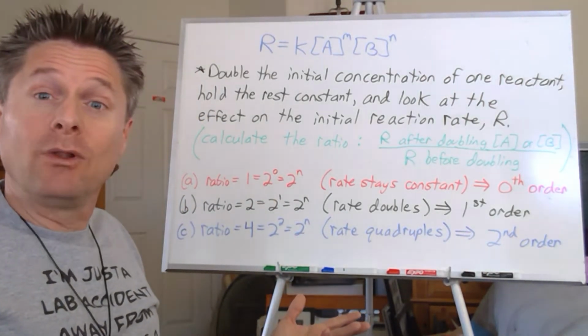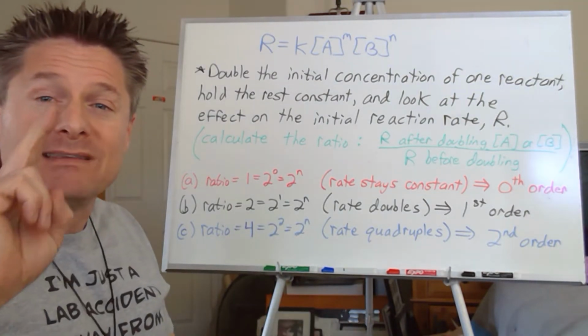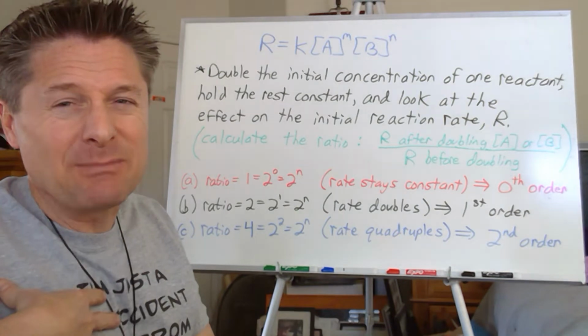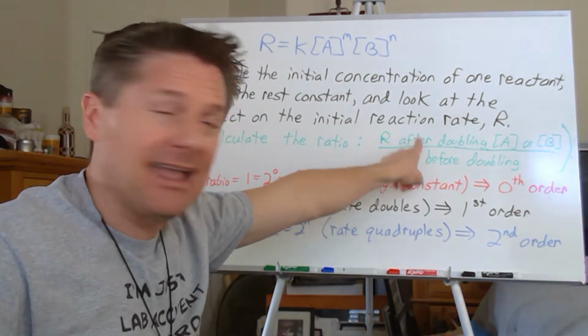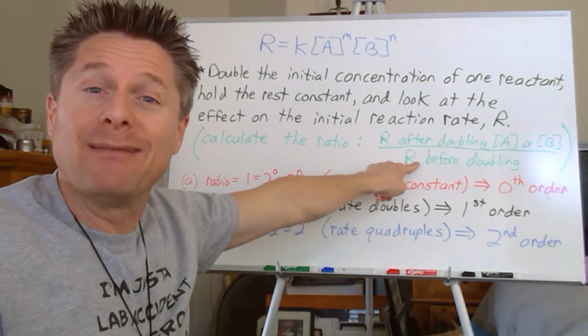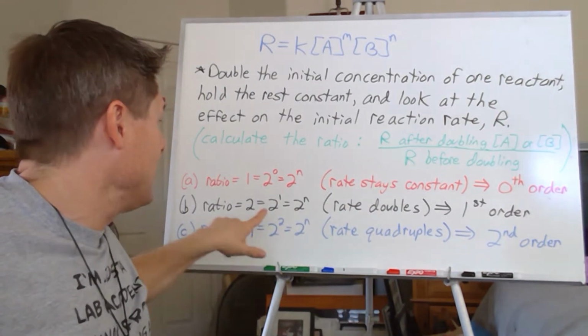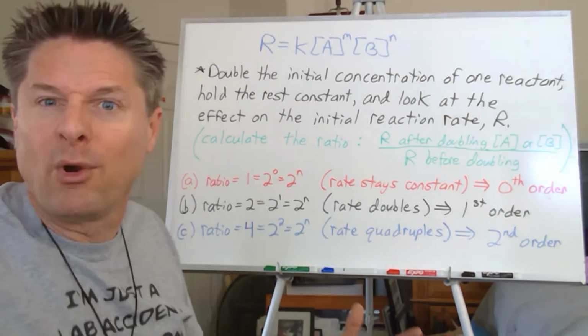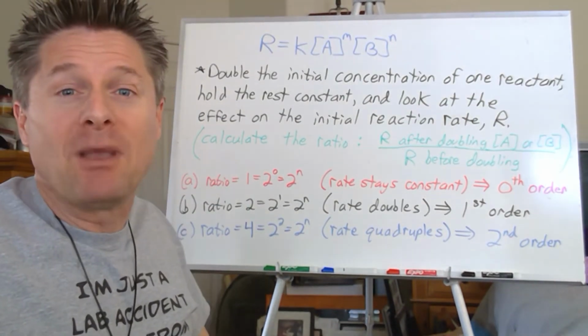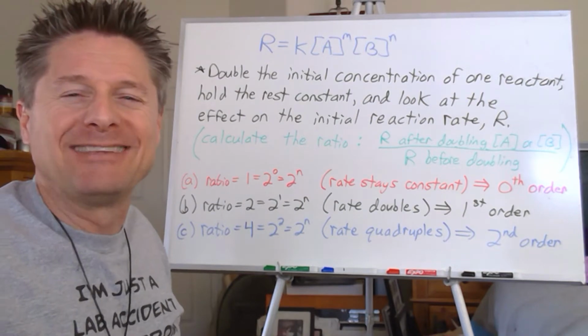Let's do an actual example. I'll write up a data table. See if you can do it on your own, right? And you might, at least in my class, show the calculations, at least calculate the rate ratios, right? After doubling divided by before doubling, and just show me that that's either a 1, 2, or 4, or pretty close to those, right? If you get anything besides those, you messed up somewhere at this level. Let's do an example.